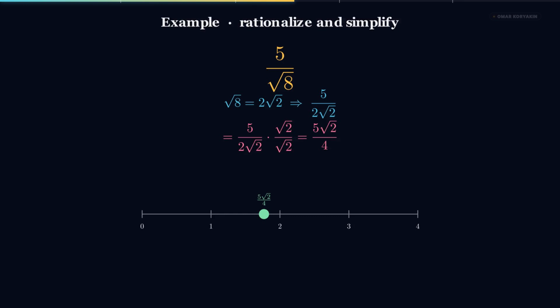The numerator becomes 5 times the square root of 2. The denominator becomes 2 times 2, which is 4. The fraction simplifies to 5 times the square root of 2 all over 4. Verify on the number line: 5 over the square root of 8 and 5 times the square root of 2 over 4 sit at the same point, around 1.77. Simplify radicals first to keep the arithmetic minimal.